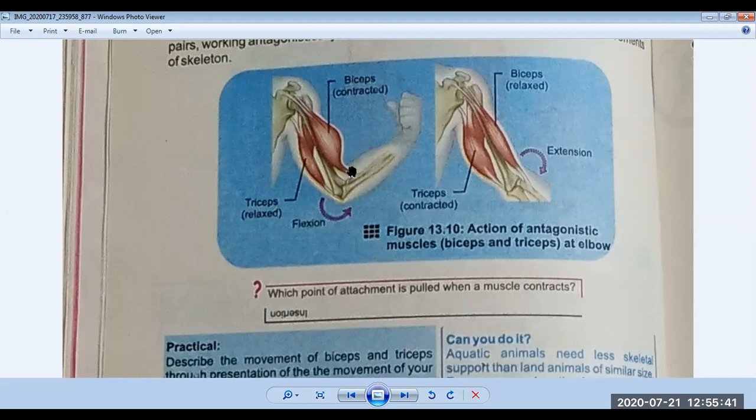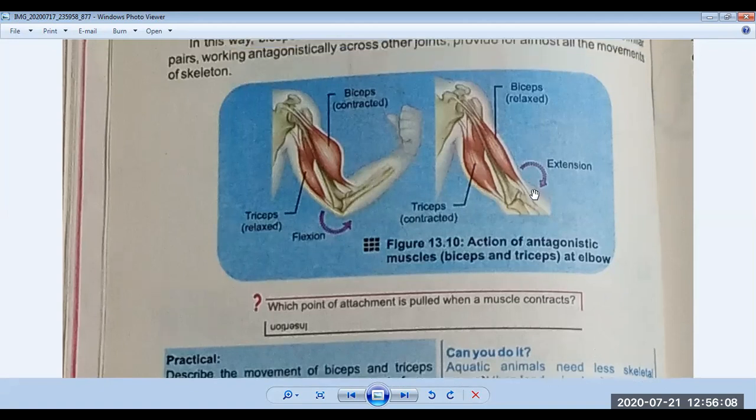So this is called the flexor muscle, and this movement is called flexion. And here you can see this is called the extensor muscle, and this movement is called extension. I hope you understand the difference between flexor and flexion, and the difference between extensor and extension movement. Now you can also see the paragraph which is given above the diagram.